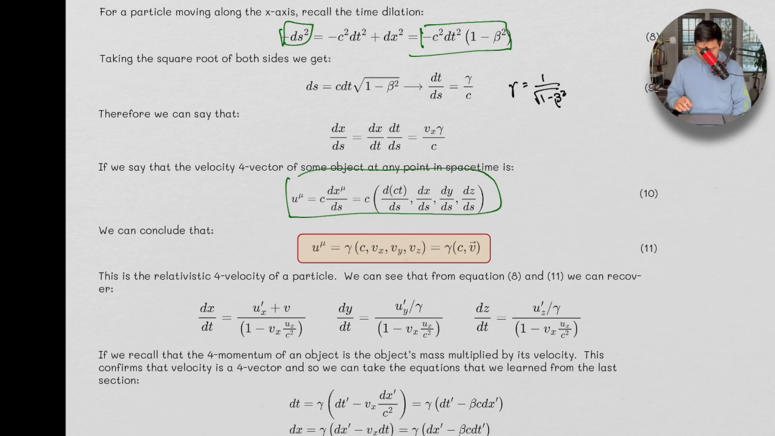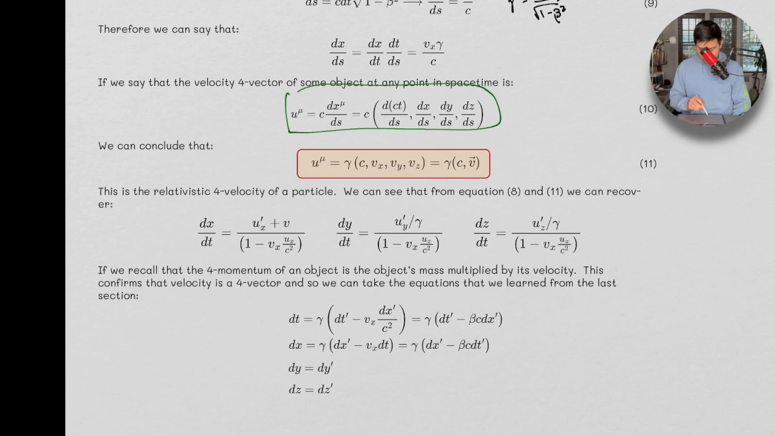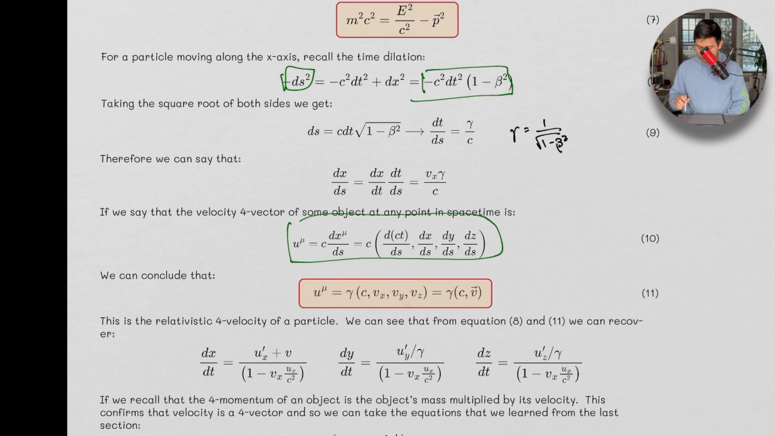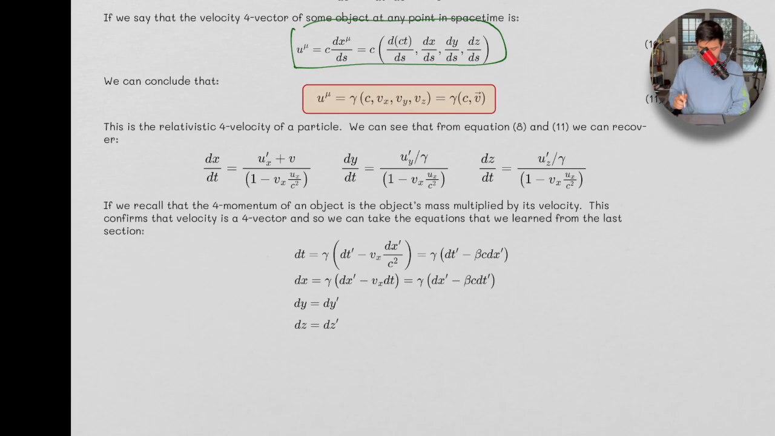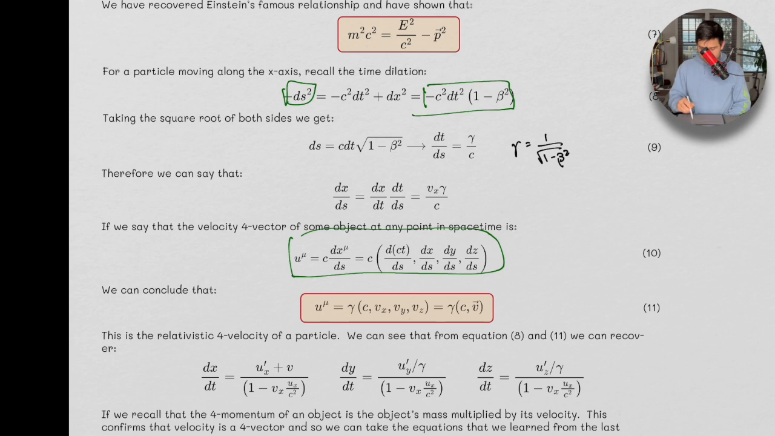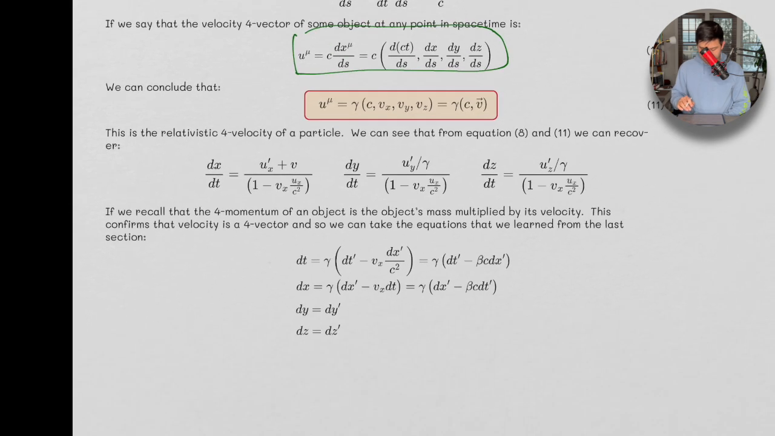All right, so we can conclude this, and so this is the relativistic 4 velocity of a particle. We can see that from equations 8 and 11, right? So this one here and this one here. We can recover all these things here, right? So really what we're saying here is that if we stipulate this and if we stipulate this one here, then we are able to get the Lorentz transformations back. Okay?